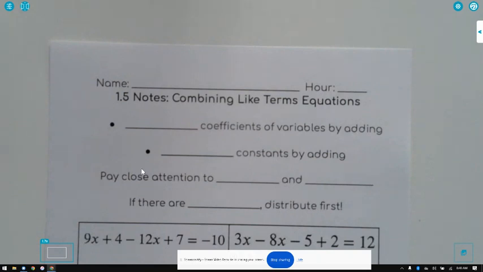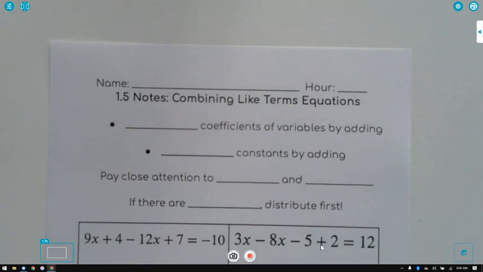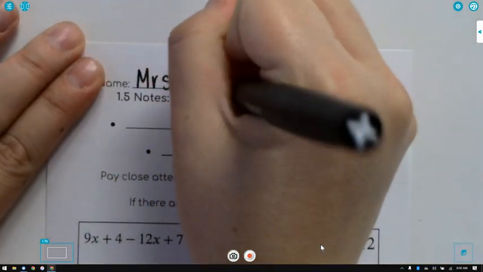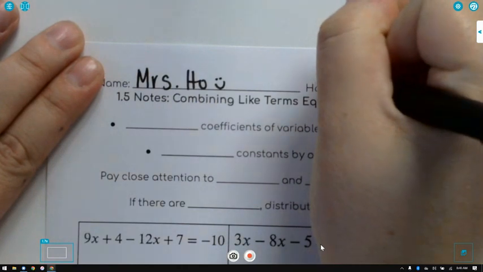Alright, so we are solving equations now that involve combining like terms. First thing, write your name on here, just in case it doesn't end up in your notebook. And it is second hour.